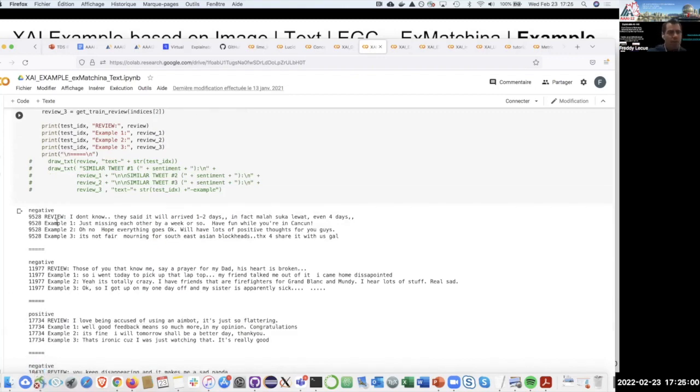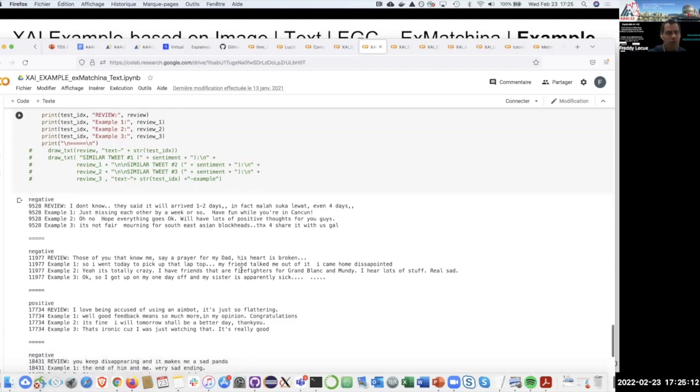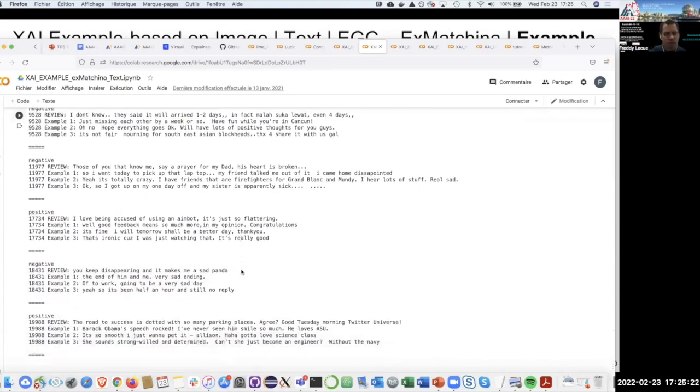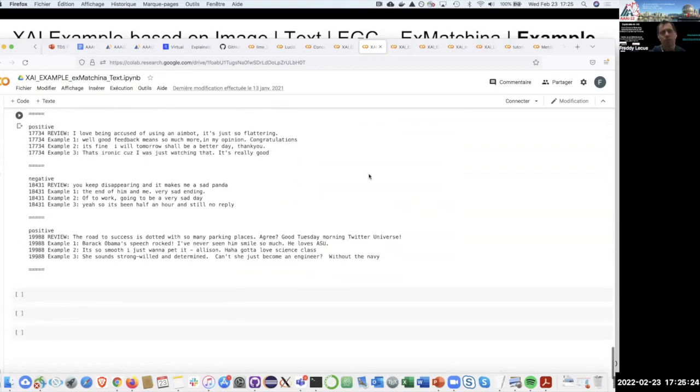Okay, and then here is the example. So it's text-based. You can see there's a review, and then you want to find similar examples. The similar examples are based on the neural network. I'll let you read it and judge. Again, the architecture is not so huge and the data is not so big, so it's interesting to see what you get. But that gives you a sense of what it is.